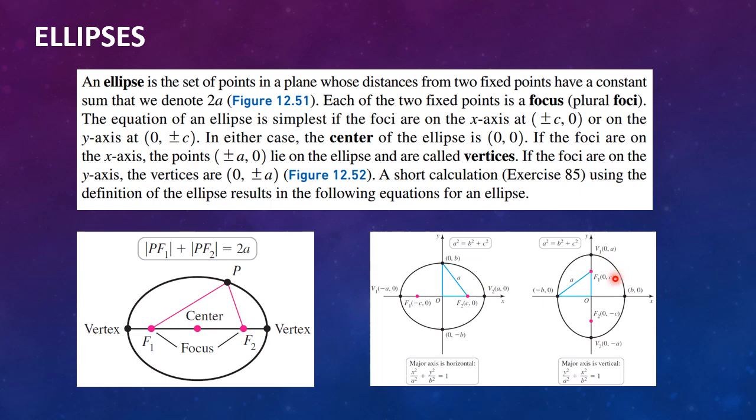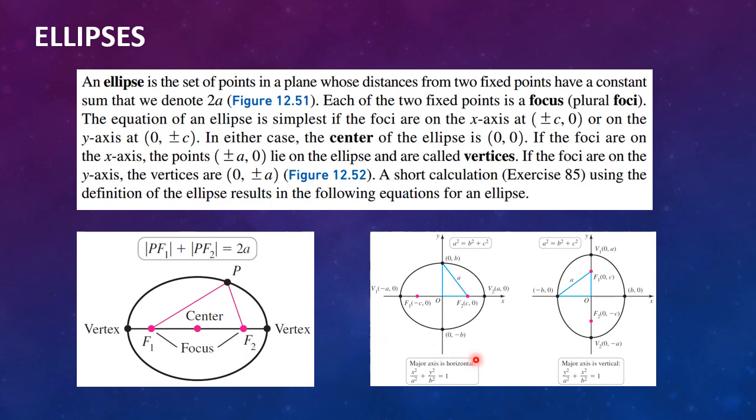If the foci are on the x-axis, as you see in the diagram on the left, the points (a, 0) and (negative a, 0) are each a vertex. Together they are vertices. And if the foci are on the y-axis, the points (0, a) and (0, negative a) are the vertices. And here you have a good diagram that shows the point.